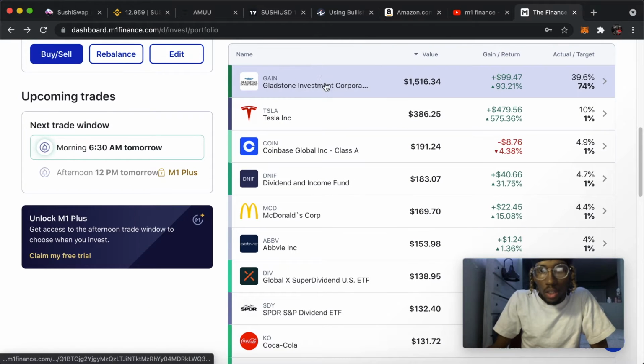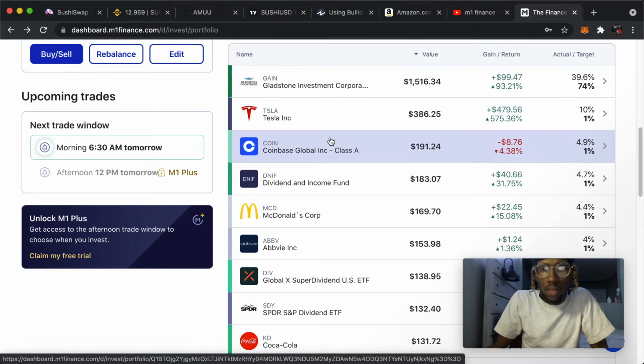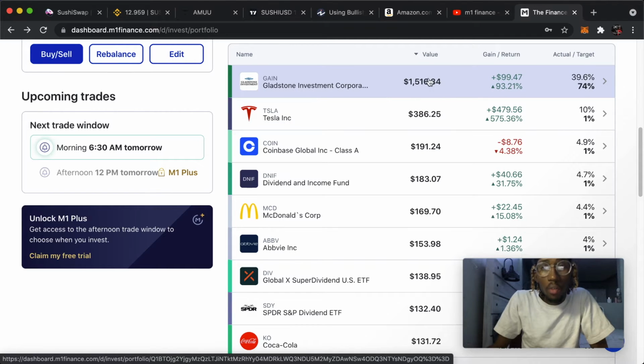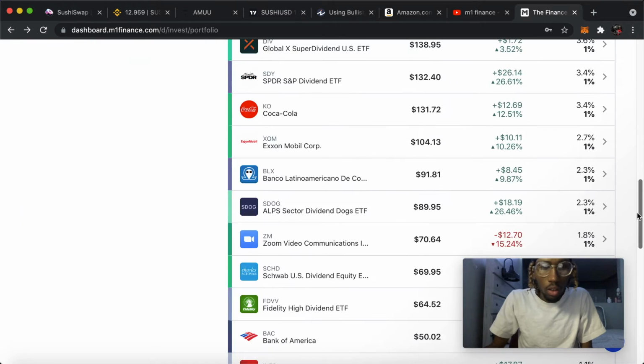Now these right here are the stocks that you are invested in and the value of them, the current value, not what you put in there. So if you lost money on a stock, this will be the current value now. If you gained money on the stock, this will be the current value now. These are your gains and returns, right?